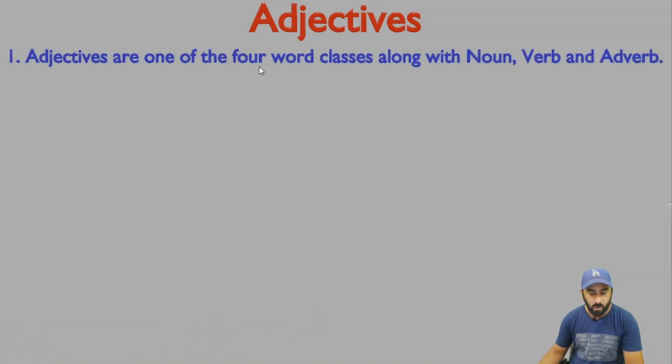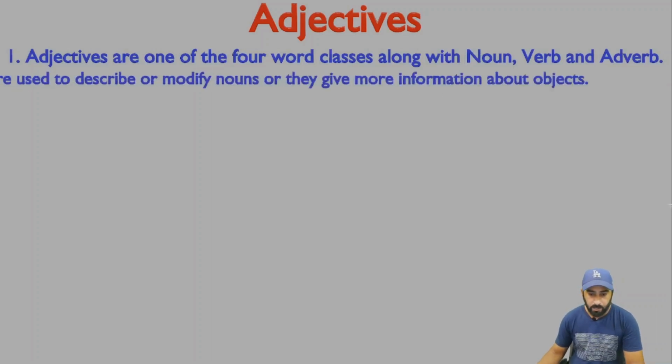Actually, adjectives are one of the four word classes along with the noun, verb and adverb. For anyone who just wants to go for the IELTS test, or anybody who is a basic English learner, knowing these four classes is extremely important. Okay, so adjectives are one of the four word classes in English, along with noun, verb and adverb. So let's look at what the adjective's function is.